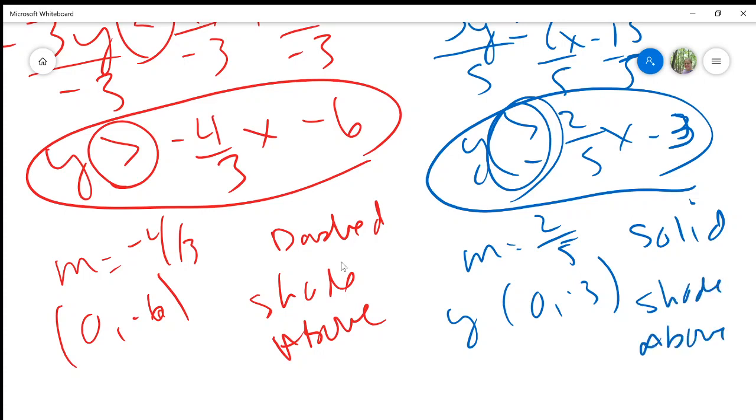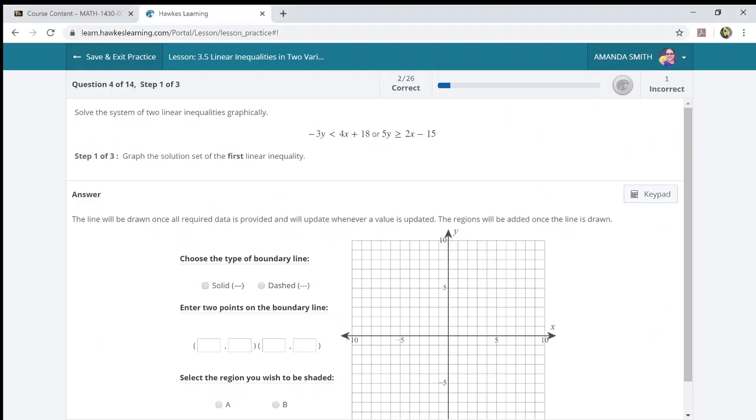All right, now take a second and look over this, and then we will move on. I just have to jot this down. Okay, and so we will go back to Hawks. We'll type this in. We'll see what happens.